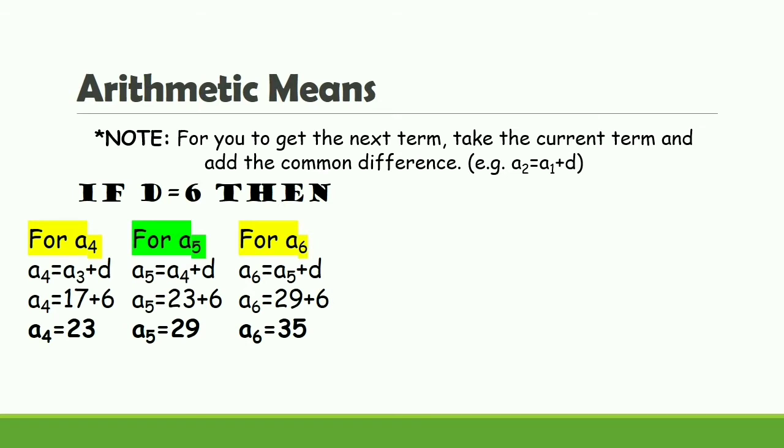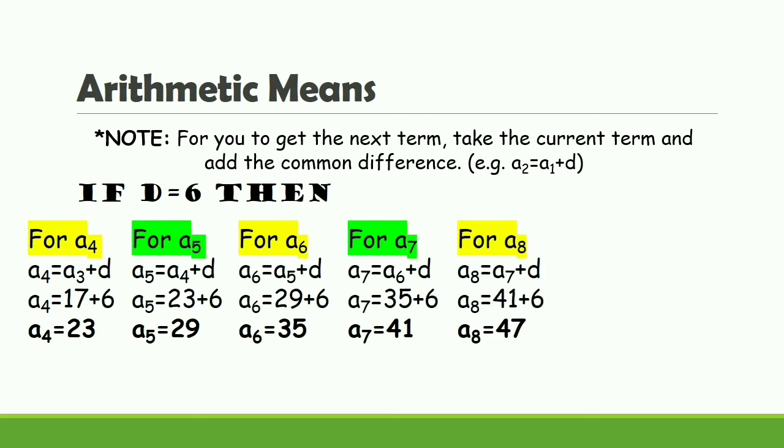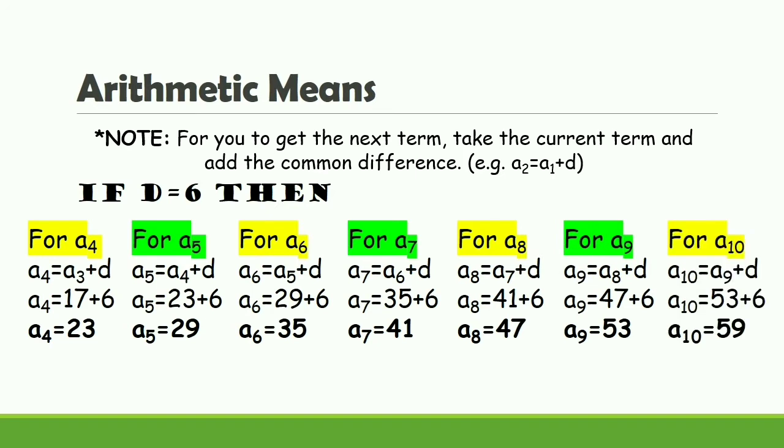For a sub 6, 29 plus 6 is equal to 35. For a sub 7, 35 plus 6 is equal to 41. For a sub 8, 41 plus 6 is equal to 47. For a sub 9, 47 plus 6 is equal to 53. And for a sub 10, 53 plus 6 is equal to 59.